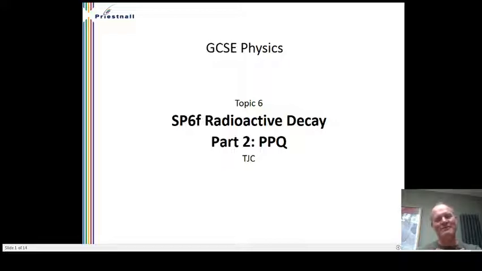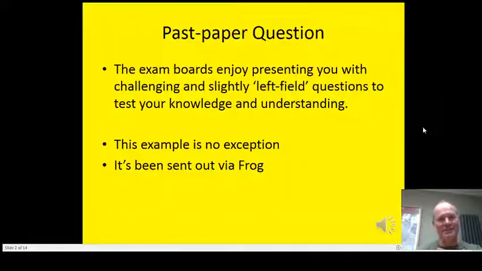This is part 2 of the Radioactive Decay lesson, where we look at a past paper question and see how you might be assessed on your knowledge and understanding about radioactive decay. Exam boards, as I may have mentioned in the past, are notorious for bowling you left field questions and assessing your knowledge and understanding in a slightly unusual way, rather than just a standard recall of knowledge. I think this is a really good question to address those issues and to get you to rethink and apply your knowledge in unconventional ways.